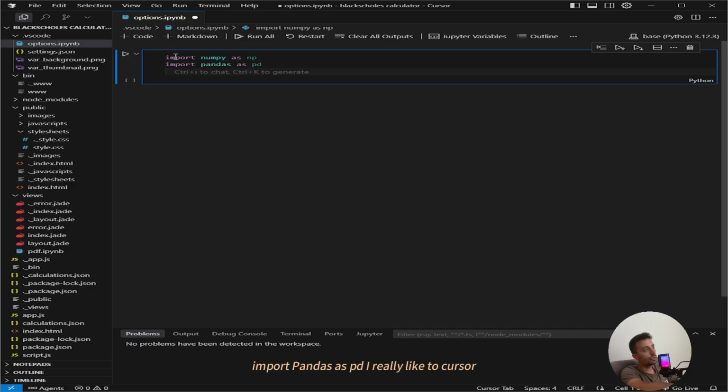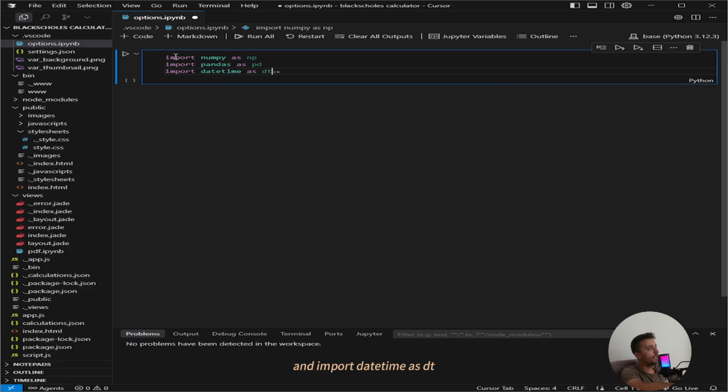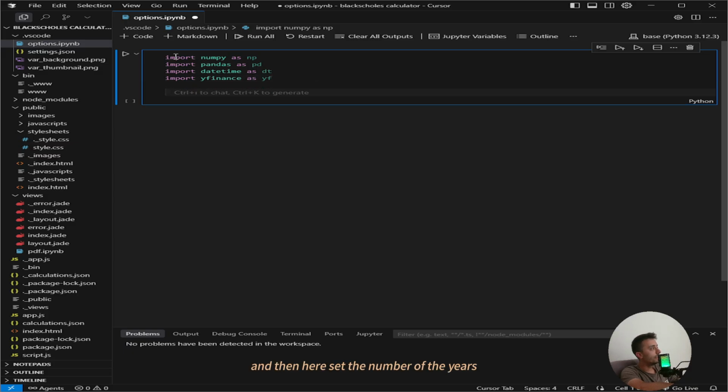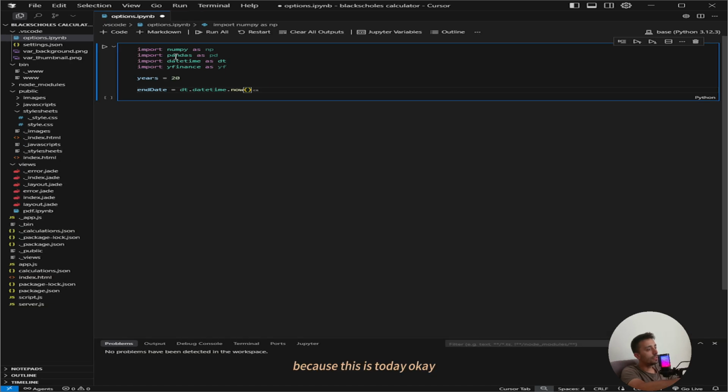I really like the Cursor. This is really easy for coding. And import datetime as dt and import yfinance as yf, and then here set the number of years for historical data. So years equals 15 or 20, however you wish, and end date equals datetime now, because this is today.